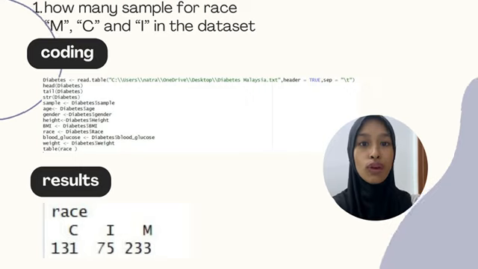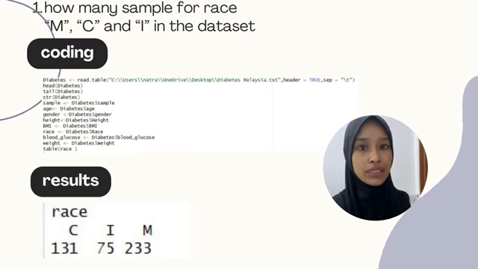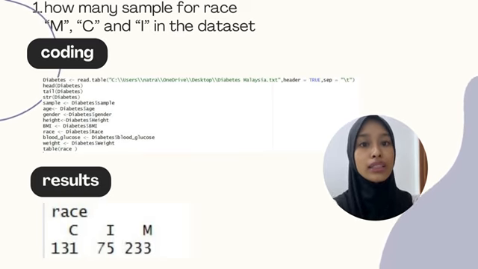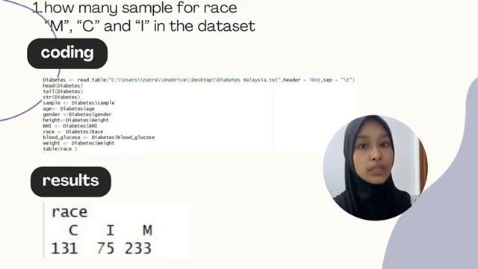For our first coding, this will read a tab-separated text file into a data frame named diabetes. The header equals TRUE means that the first line of the file contains column names. The sep equals "\t" means values are separated by tabs.